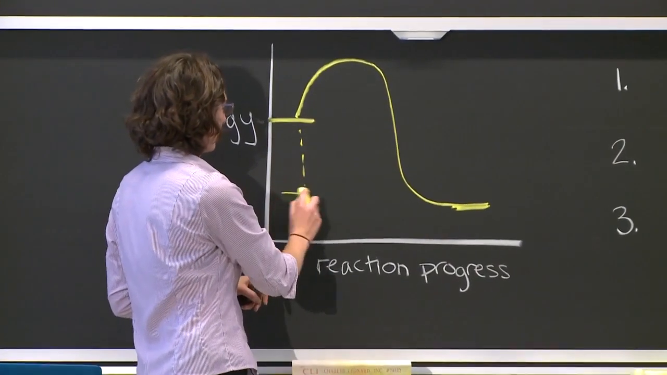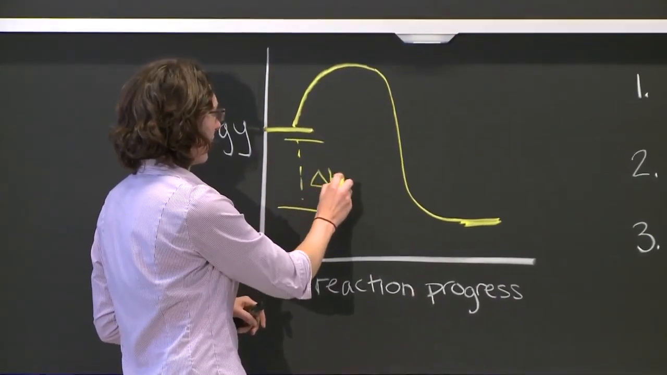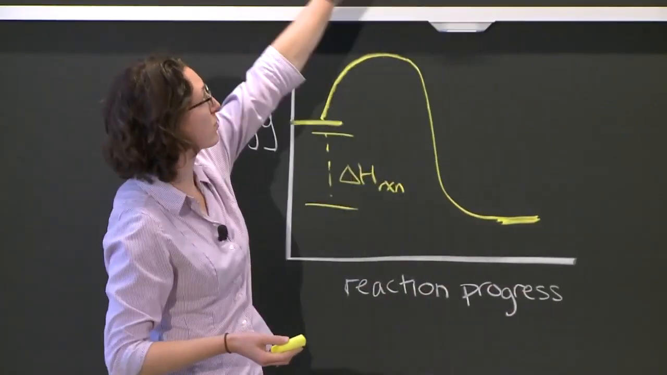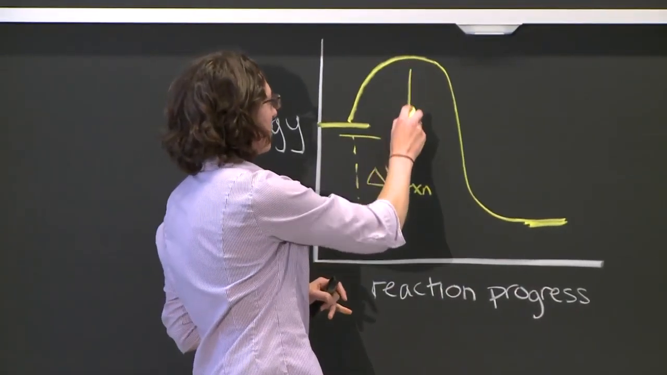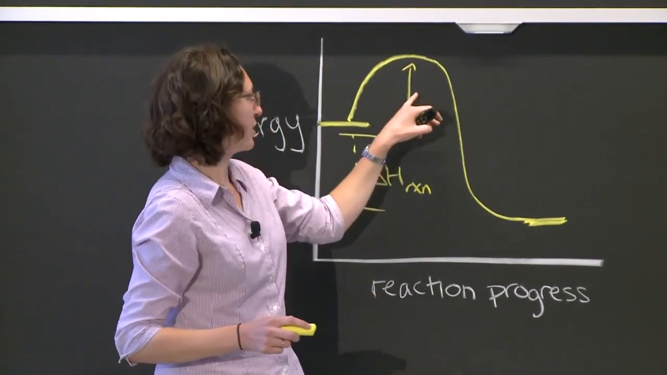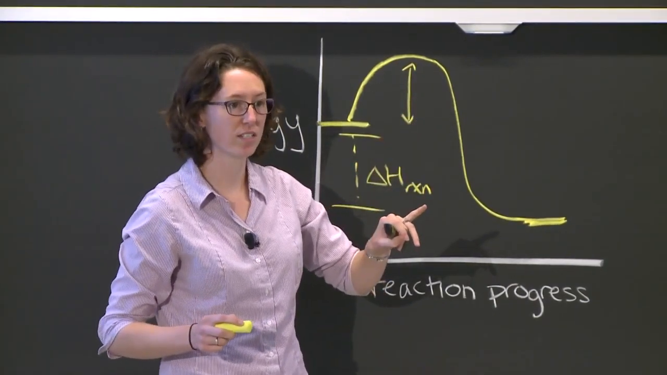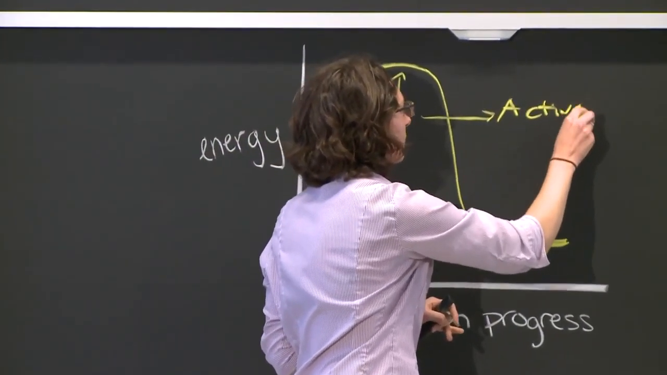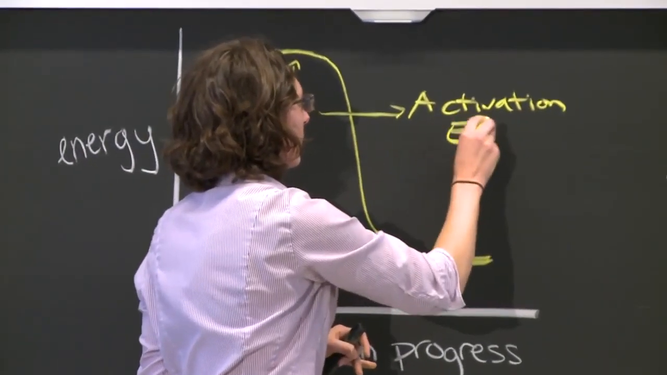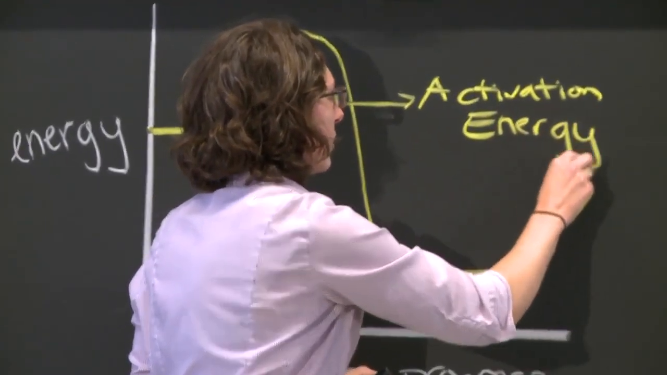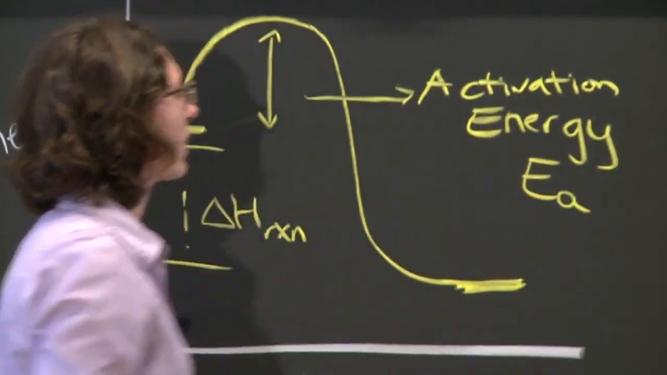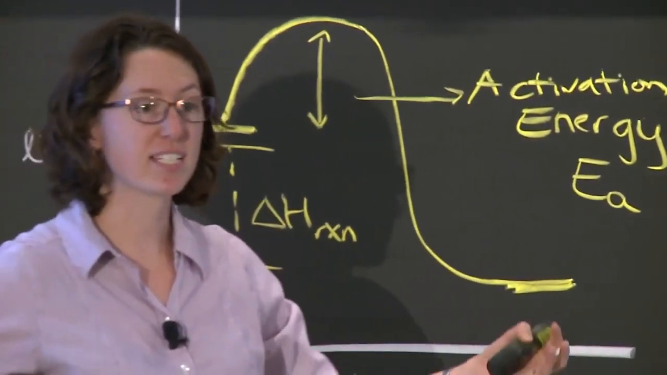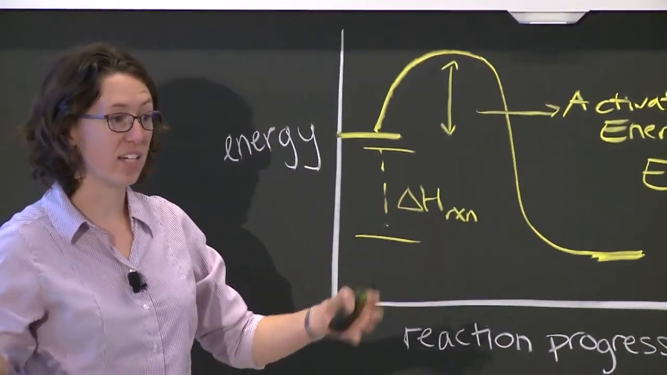So this part of the curve is our delta H of our reaction. That would be the energy released if it's exothermic, which in this case, this reaction is. But no matter what, you need to put in some energy to get the reaction to go, and this is called the activation energy, occasionally abbreviated E sub A. So this is what we care about when we're talking about reaction kinetics and what a catalyst does.